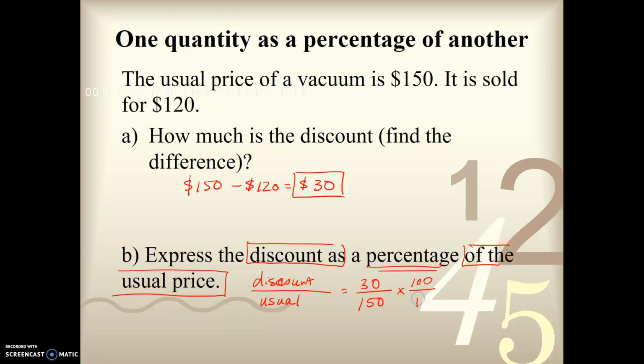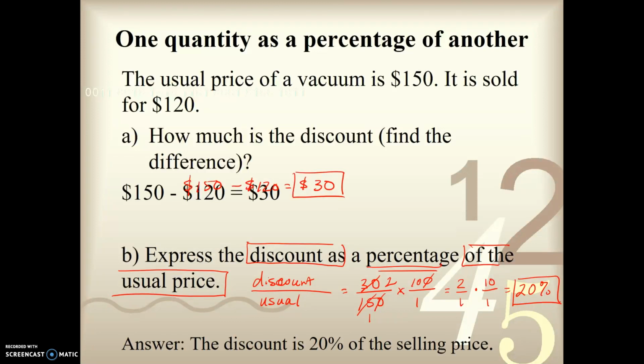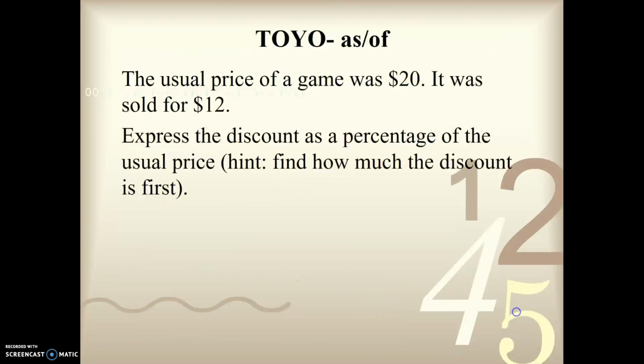And if we're going to express this as a percentage, we need to use either method 1 or method 2 to do that. So I'm going to go ahead and use method 2, and I'll just start cross-canceling here. I'm going to cross-cancel 0 there. And I'm going to actually take this 15 and divide it by 15, make it a 1, and divide that 30 by 15 and make it a 2. And now I have 2 over 1, times 10 over 1, which equals 20%. All right, so the discount is 20% of the selling price.